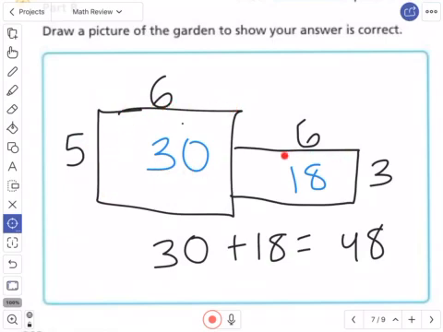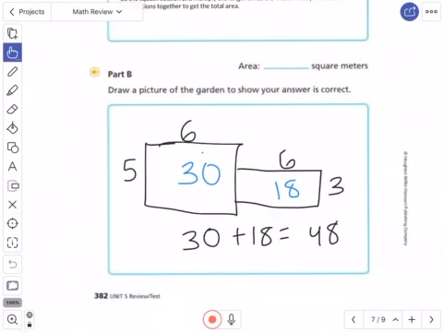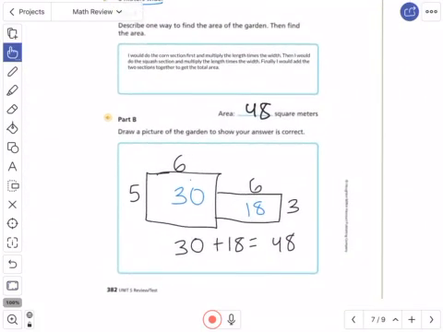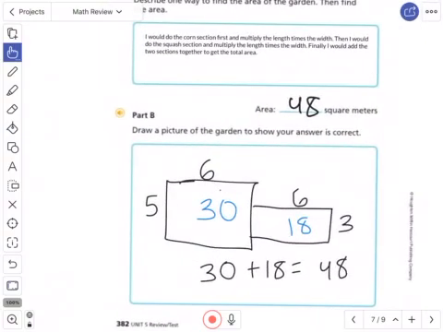Then my other section was length was 6, width was 3. So 6 times 3 is 18. So then I just did 30 plus 18 equals 48. And then up above, what's the square meters? 48 square meters. Okay, so you can pause there to look at these two just to check your own thinking.